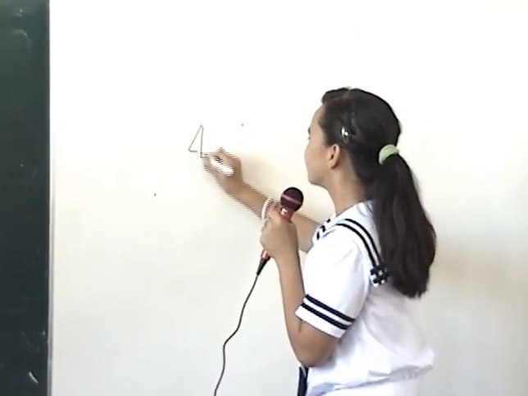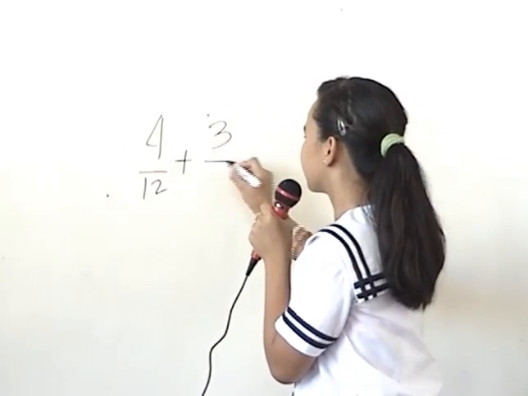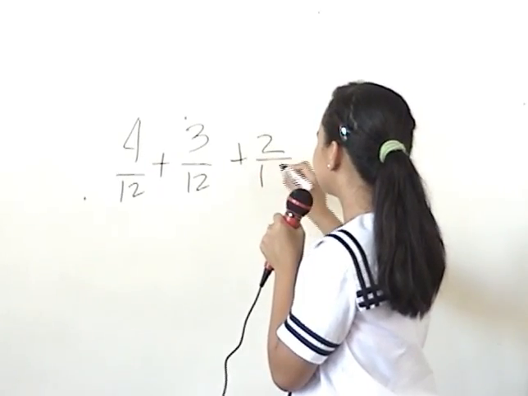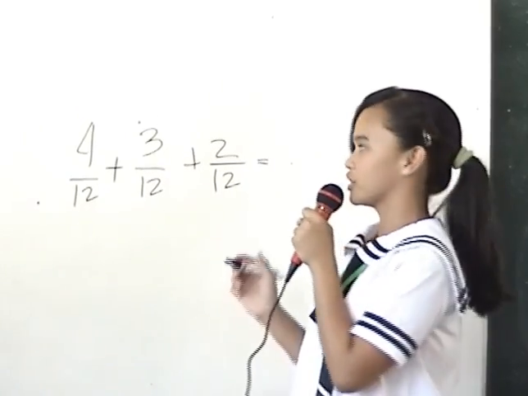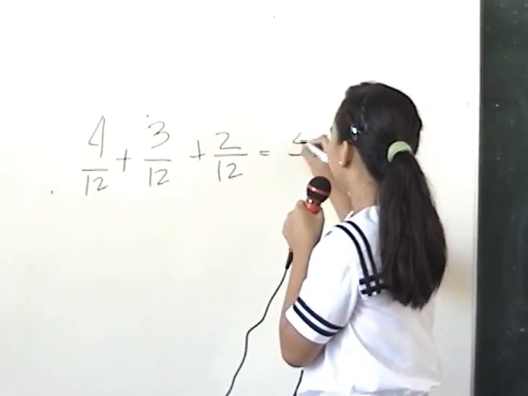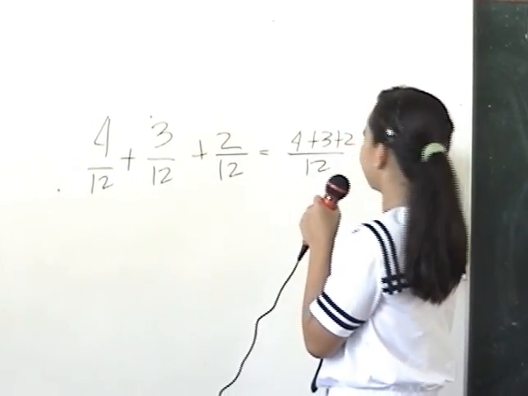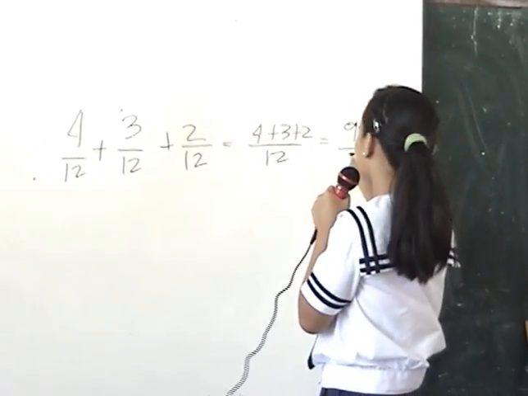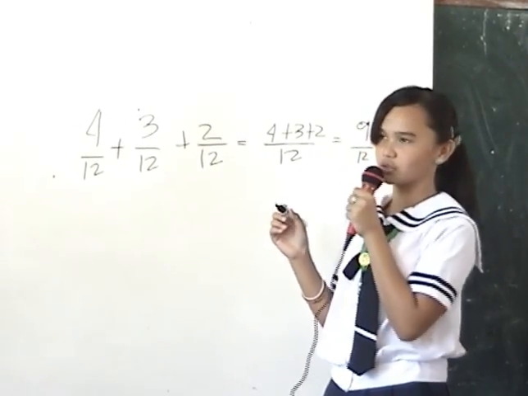Tricia. To add 4/12 plus 3/12 plus 2/12. First, we need to add the numerators. 4 plus 3 plus 2 is 9. And copy the denominator, 12. And 9/12 can be simplified to 3/4.